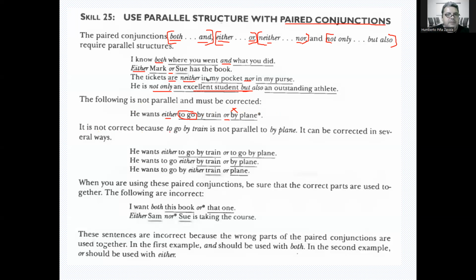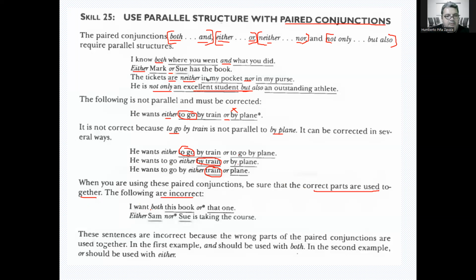It is not correct because to go by train is not parallel to by plane. To be corrected, it could be: He wants either to go by train or to go by plane. He wants to go either by train or by plane. He wants to go by either train or plane. Okay, so here we got infinitives. Here we got the prepositional phrase by train, or just the noun. When you're using these pair conjunctions, be sure that the correct parts are used together.